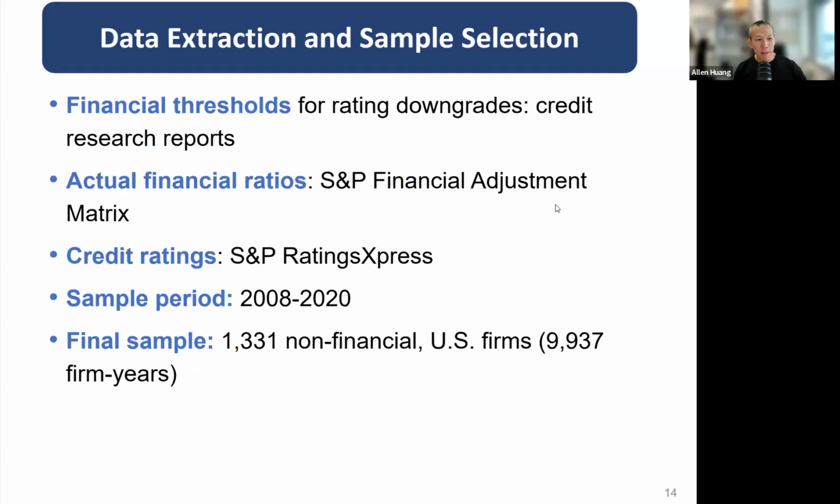In terms of the sample, once we have the financial thresholds, the adjusted ratios, we also need to use the ratings from the reports, ratings from S&P. Our sample period is about 2008 to 2020. Starting the sample period from 2008 is mostly because before that, there were very few analyst credit rating reports with these ratios, less than 10%. So in the end, our sample ends up with about 1,331 non-financial firms. They are U.S. firms and about 9,900 firm years.